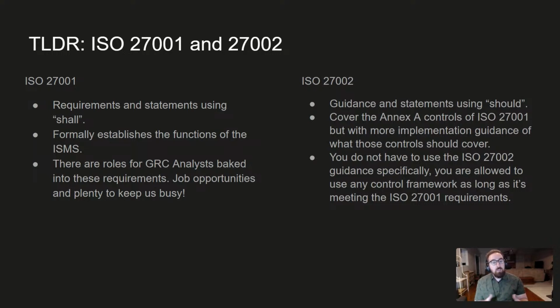ISO 27002, these are going to be those should guidance statements. I know a lot of people joke like, oh, you can ignore those. Not quite. This is going to be covering all those Annex A controls that we saw at the end of 27001, but in more detail on how to implement them, and some of the best practices regarding those controls. And you don't have to use the ISO 27002 guidance specifically. You're allowed to use really any control framework as long as you're justifying how they're meeting those 27001 requirements.